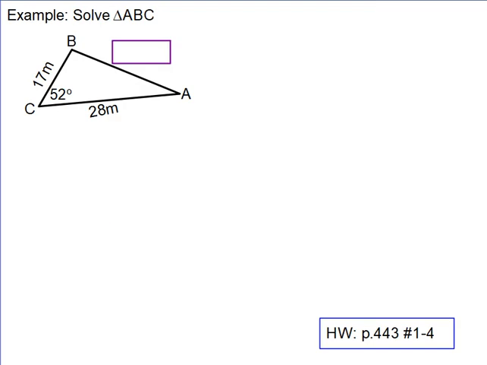Let's do an example of where this comes into play. It says solve the triangle ABC. Solve the entire triangle. If we look closely at this one, my first plan of attack is I notice that this is a non-right angled triangle. So SOHCAHTOA goes right out the window. Pythagorean theorem right behind it.